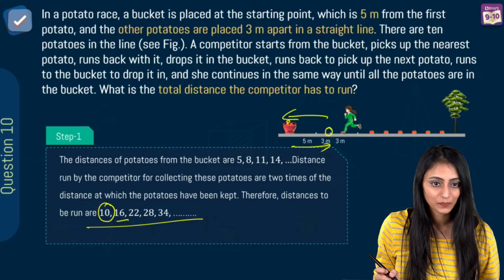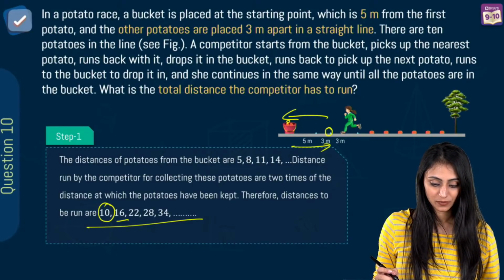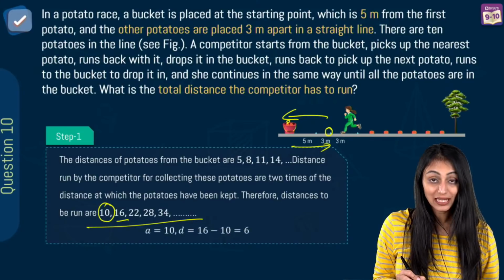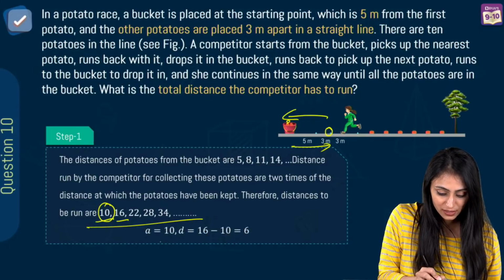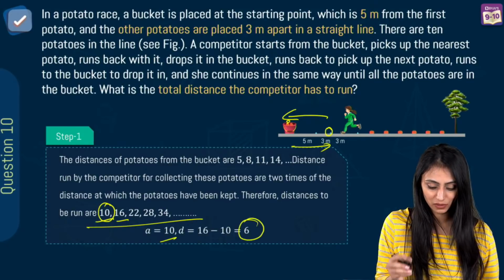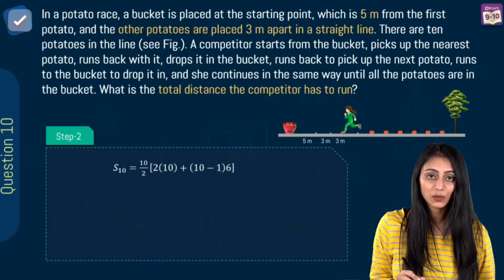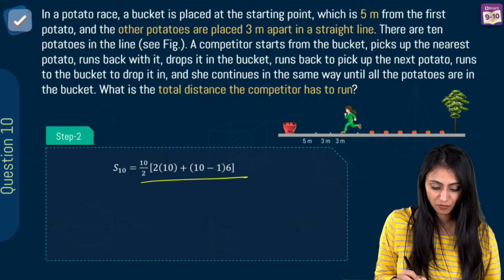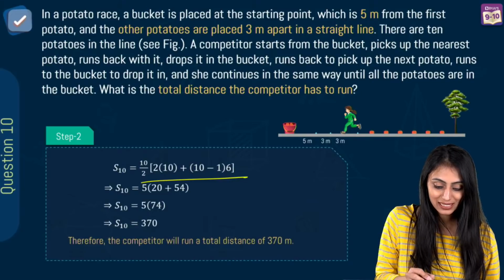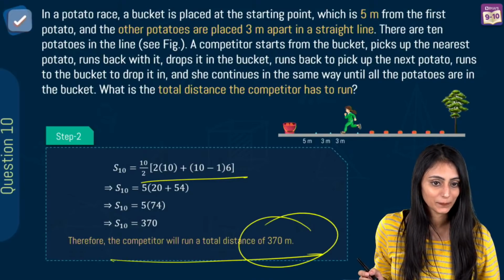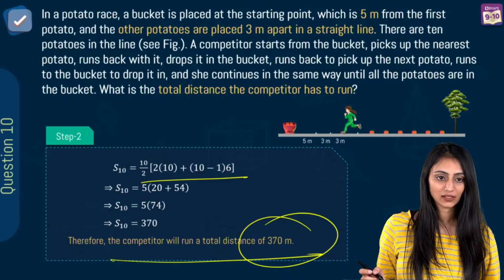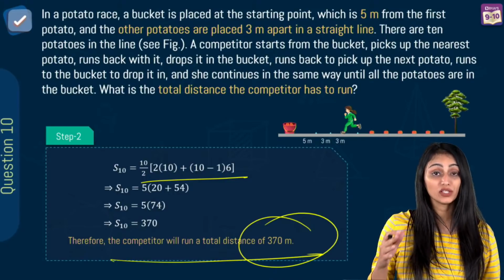So we can say that total 10 potatoes are there. First term over here is 10. Common difference is going to be 6, when we subtract them. So we'll be finding out S10 over here. Let's put everything in the formula. What will you get? You get 370 meters at the end. All right, so this was from arithmetic progressions.